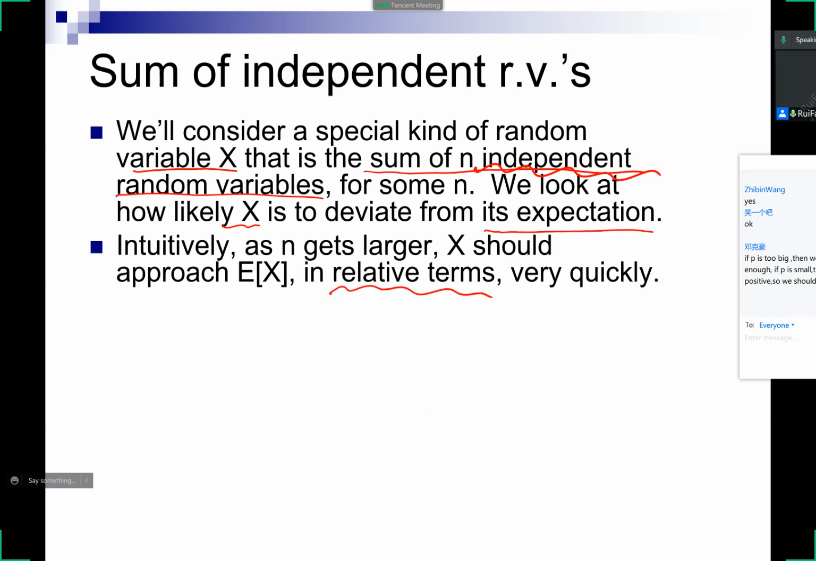So if you just want to look at whether x is within 10% of its expectation, then as you take more and more samples, it's more and more likely that x is within 10% of its expectation. And if you look at the probability that you differ from your expectation by more than 10%, that probability should decrease. In fact, by the Chernoff bounds, it's going to decrease exponentially fast.